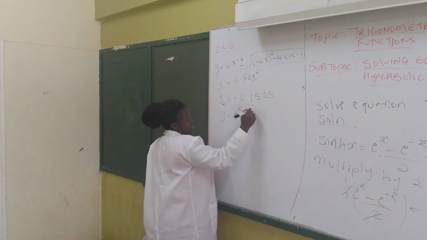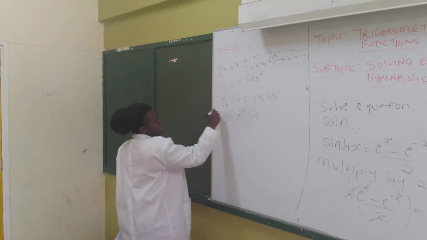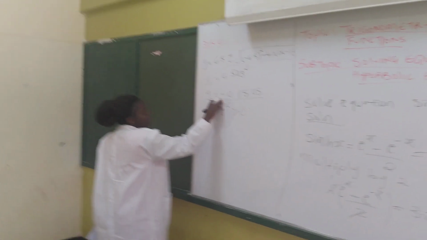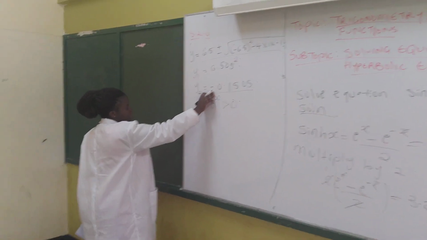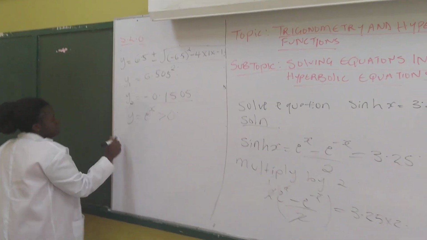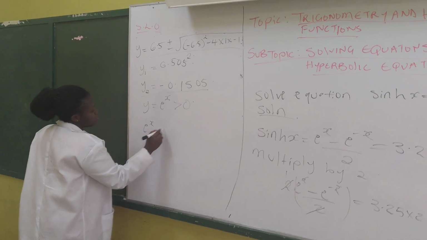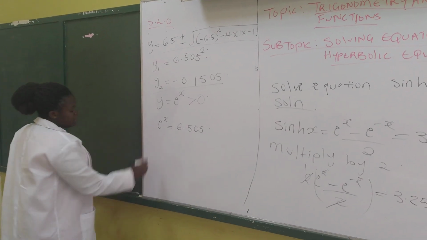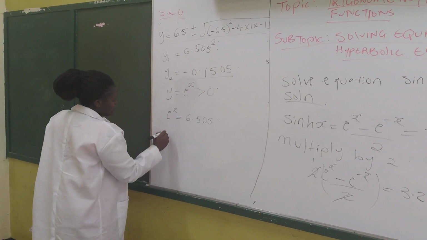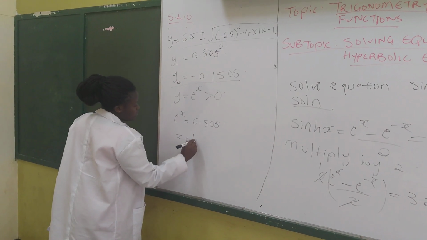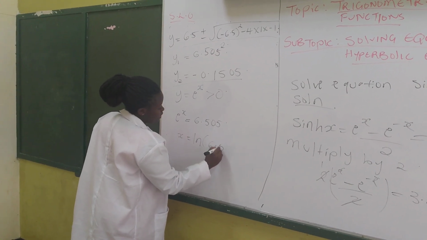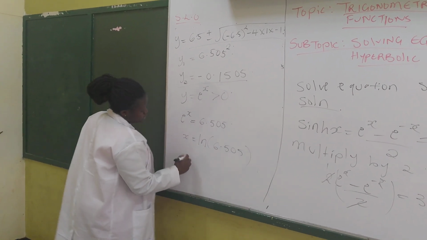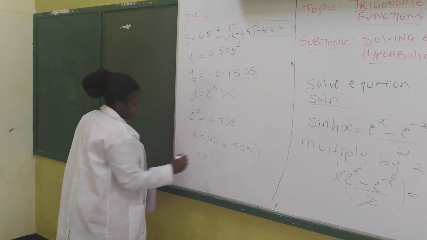is always greater than 0. So here we are going to neglect this y which is negative, and we take the one which is positive. So exponential of x now becomes 6.505. Taking the natural log on both sides, we get x is equal to the natural log of 6.505. So what is your value of x now?